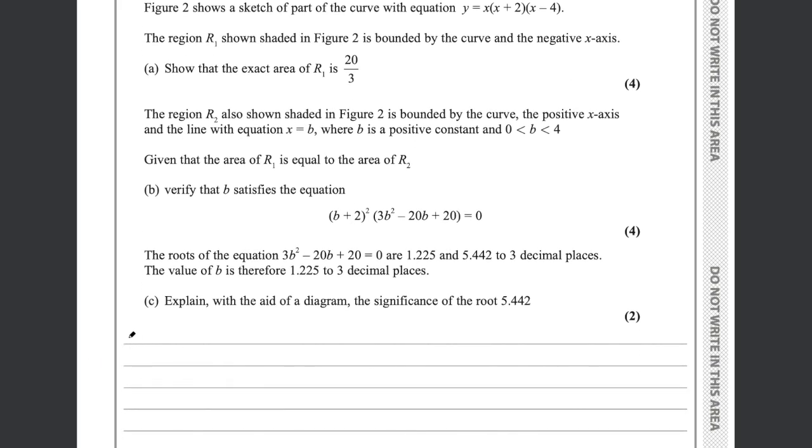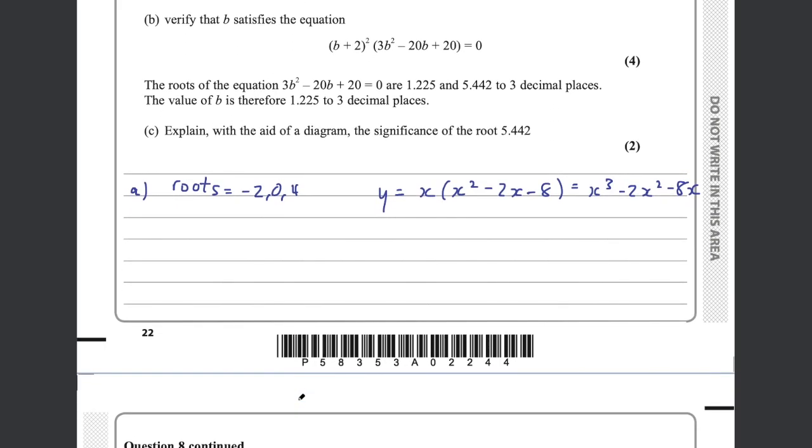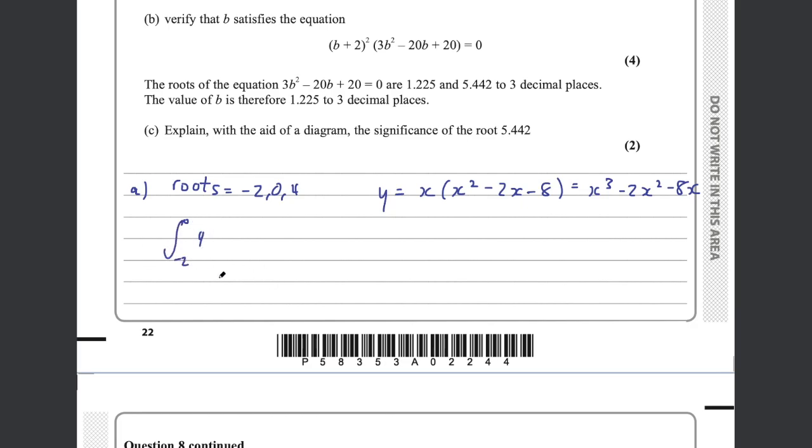So I would say for part A, well, firstly, let's say the roots equal -2, 0, 4. And then, y equals x times (x squared take 2x take 8). And this is x cubed, take 2x squared, take 8x in expanded form. And then if I was doing the integral of y from -2 to 0, this would be the integral from -2 to 0 of x cubed, take 2x squared, take 8x.